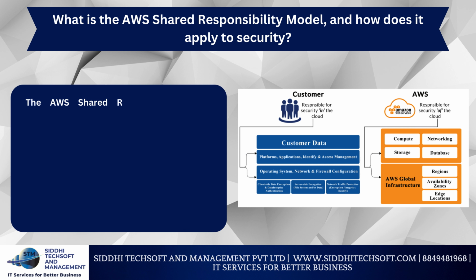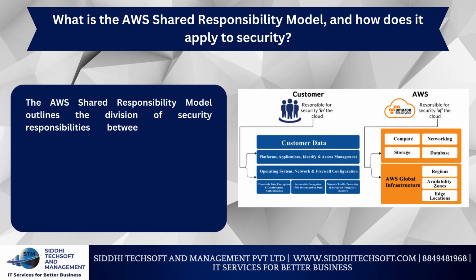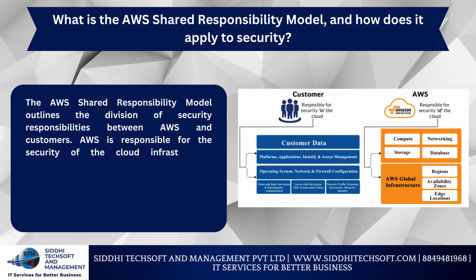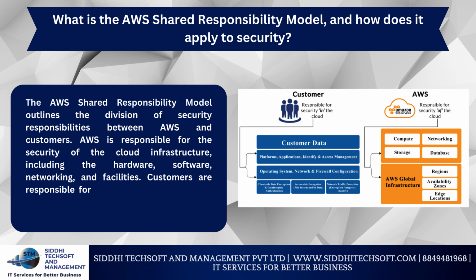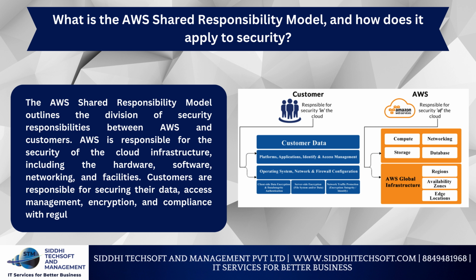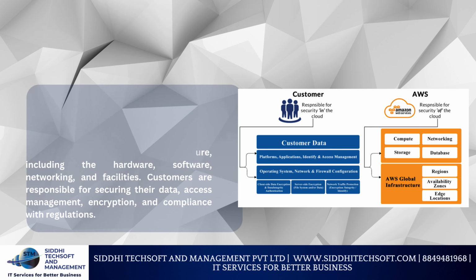What is the AWS Shared Responsibility Model, and how does it apply to security? The AWS Shared Responsibility Model outlines the division of security responsibilities between AWS and customers. AWS is responsible for the security of the cloud infrastructure, including the hardware, software, networking, and facilities. Customers are responsible for securing their data, access management, encryption, and compliance with regulations.